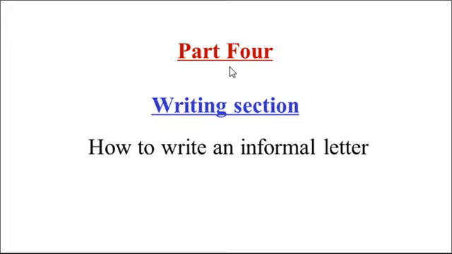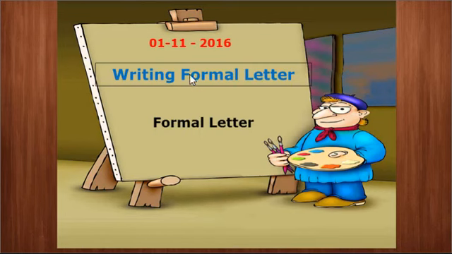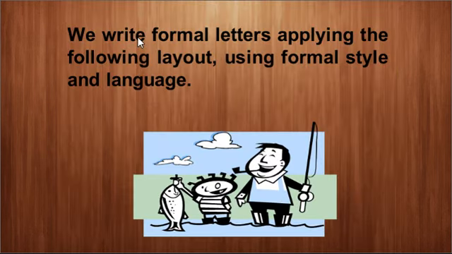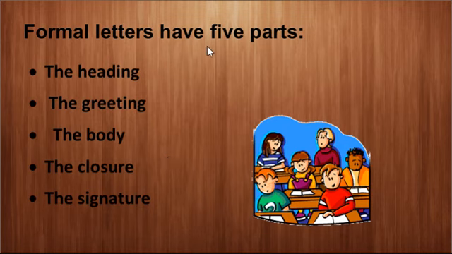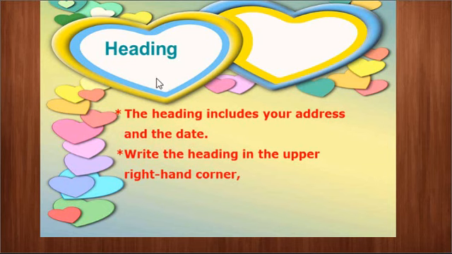Now we come to part 4, the writing section. Here I'll explain how to write an informal or a formal letter. It's about formal letters. Writing formal letters: we write formal letters applying the following layout, using formal style and language. Formal letters have 5 parts: the heading, the greeting, the body, the closure, and the signature. We start with the first one, the heading.